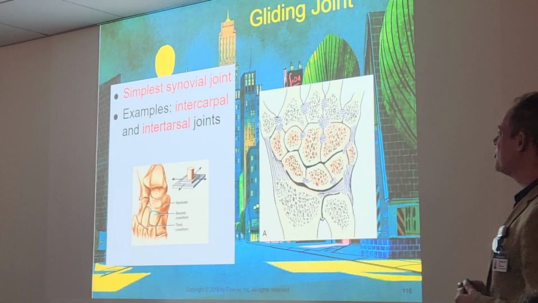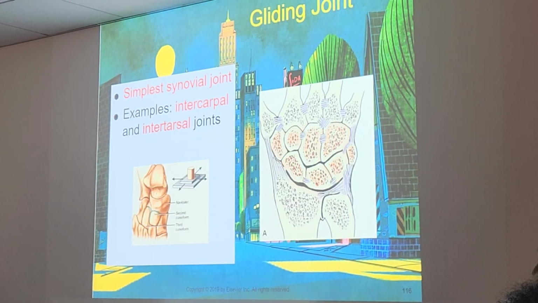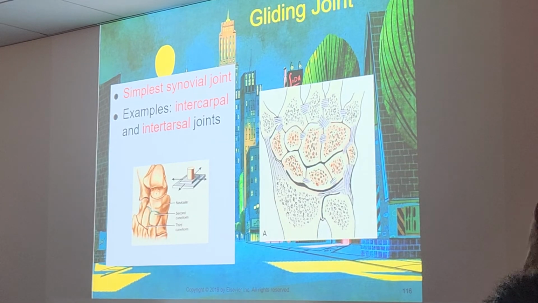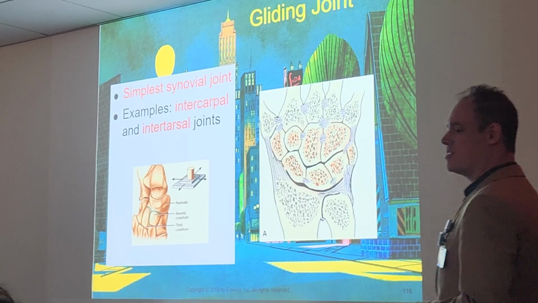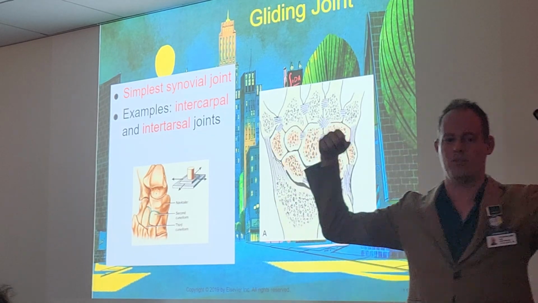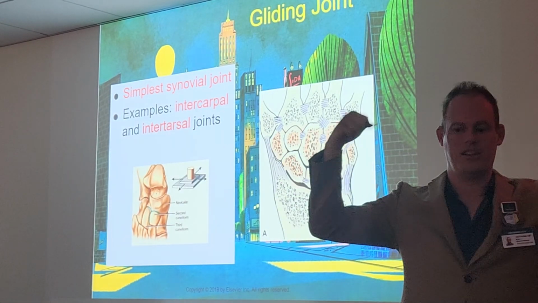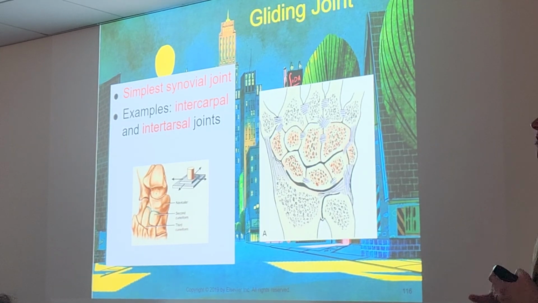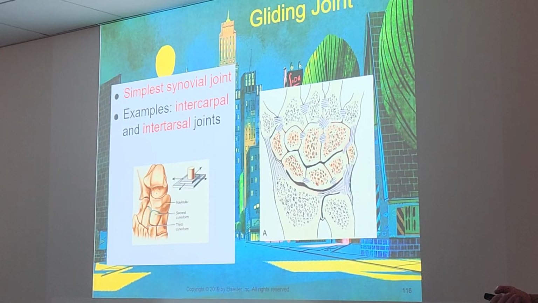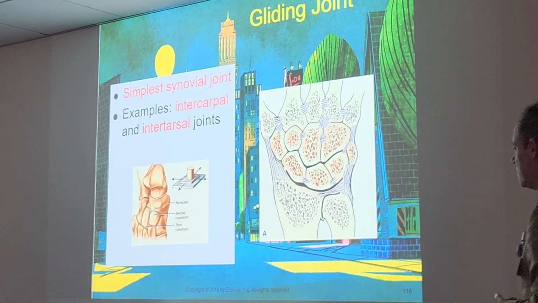All right, so the gliding joint. The first one we're going to talk about is what we call the simplest of all the synovial joints. Our examples of those are going to be the intercarpal and intertarsal joints. Where's that located? The wrist and the ankle. Wrist right here, ankle where your tarsal bones are located. Those are going to be gliding joints. Those small little bones are allowed to glide over each other, giving that free range of motion, that gliding type motion of the wrists and the feet.